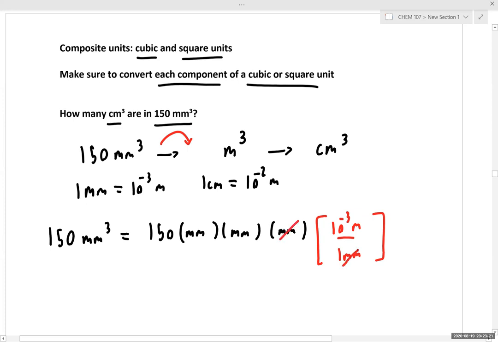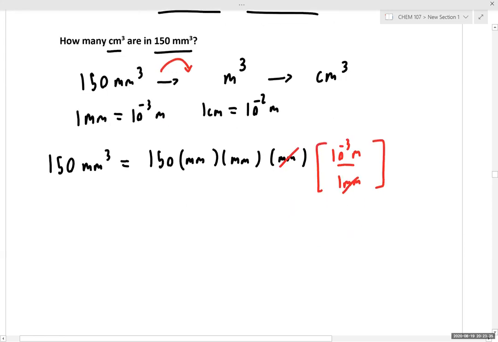And I've canceled one of my millimeter units, but am I done? Is this a complete conversion? Have I converted all of my millimeters into meters? No. And that's why I really like everyone to write out their units. So we have 10 to the negative third meter per 1 millimeter. So we'll cancel our second millimeter, and then we'll finish by multiplying one more time by 10 to the negative third meter per millimeter, which cancels our last millimeter unit.